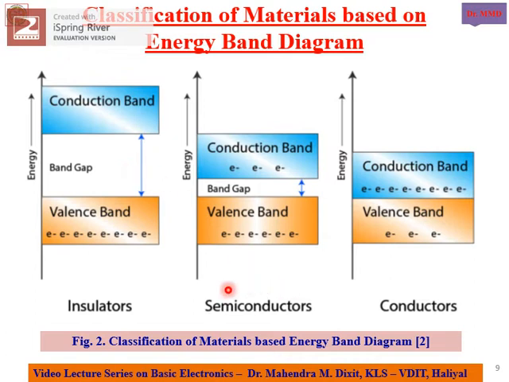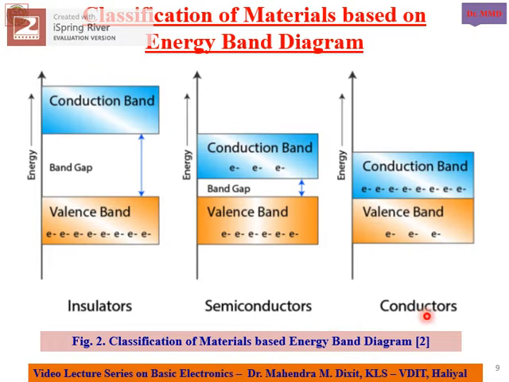The second classification is semiconductors, whose conductivity lies between insulator and conductor. That's why the name is semiconductors. In semiconductors, there is a small band gap between the valence band and the conduction band. Upon supplying sufficient energy to valence electrons, they jump from the valence band to the conduction band and become free. This is how conduction in semiconductors takes place, and hence it is called a semiconductor.